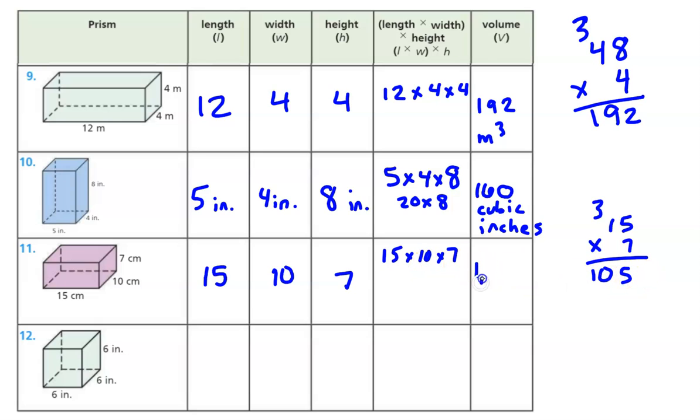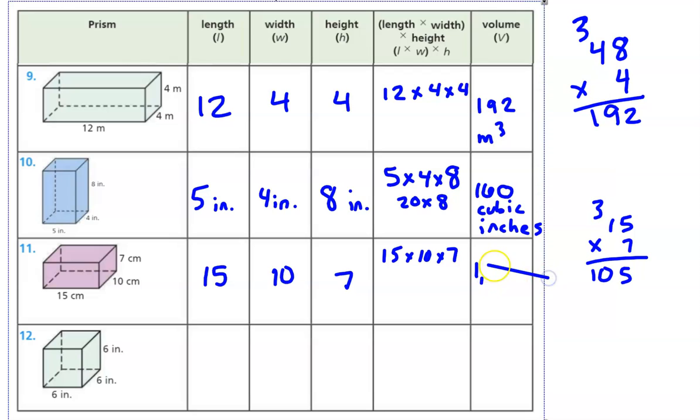And then I know anything I multiply by 10 is just going to have a 0 on the end. So that means that my answer is going to be 1050. And those are centimeters cubed.